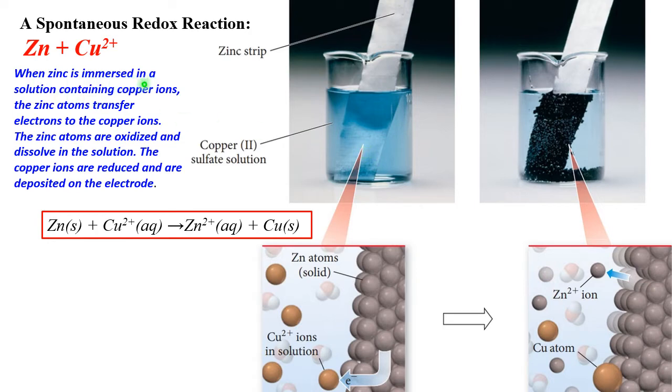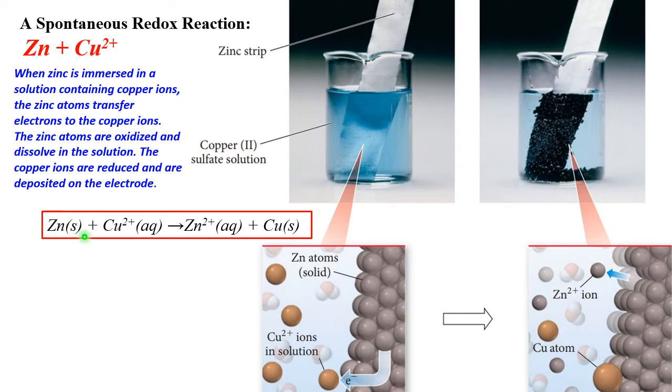When zinc is immersed in a solution containing copper ions, zinc atoms are oxidized and transfer electrons to copper ions. That's what happens here. As a result, copper becomes metallic, neutral copper, and zinc ions are coming into solution. Zinc is oxidized and dissolved. Copper ions are reduced and deposited on the surface of the metal.